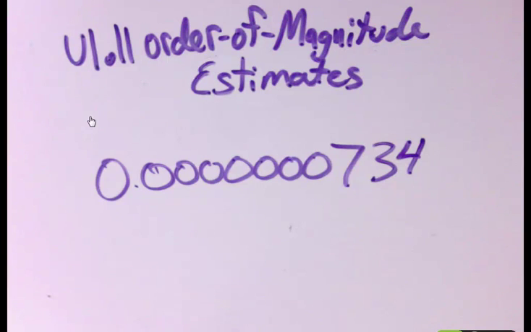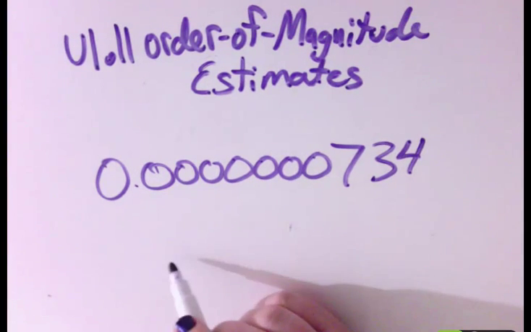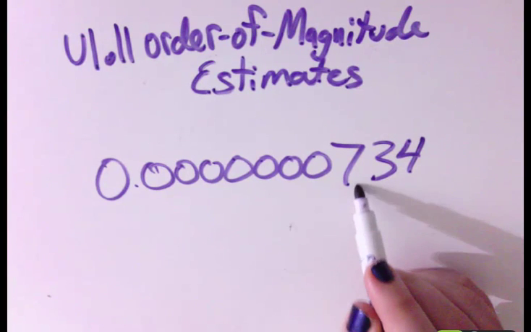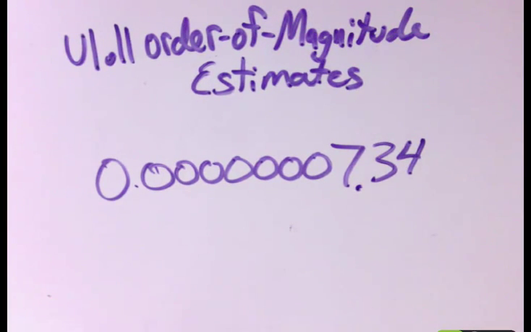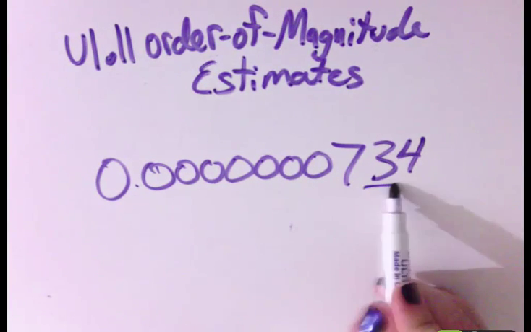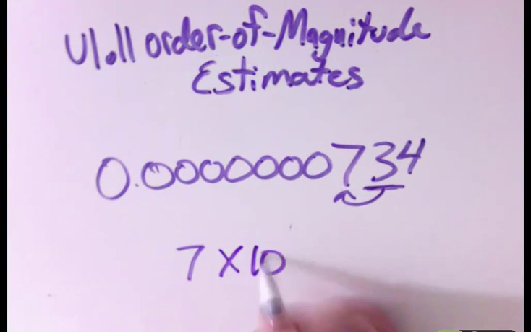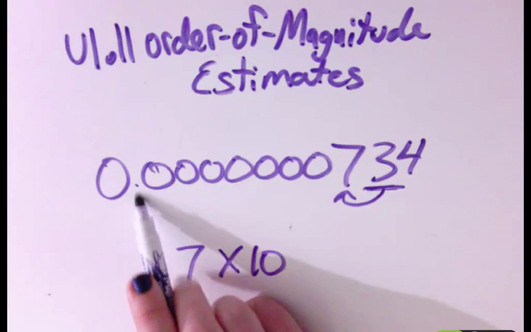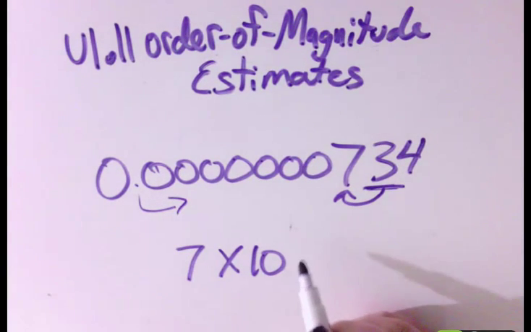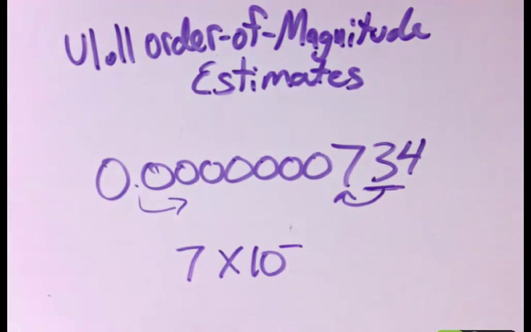Okay, now if I have this decimal number and we want to estimate it, because remember we want the decimal point to move down here by the 7. So before we can do that, we're going to estimate, and since this is a 3, this is going to stay a 7. So we're going to get 7 times 10, and because we're moving it to the right, this is going to be a negative number.